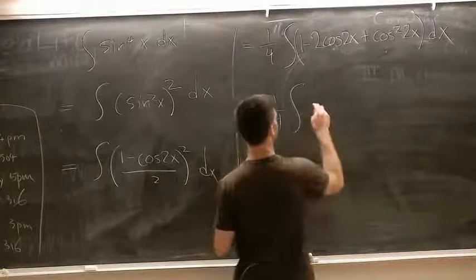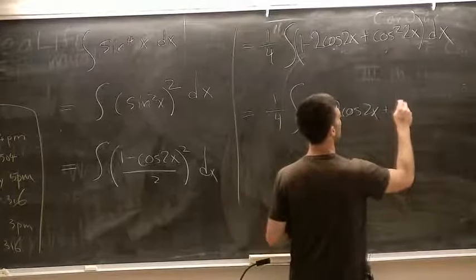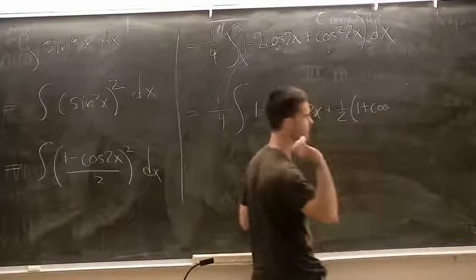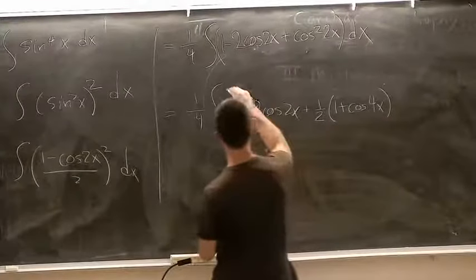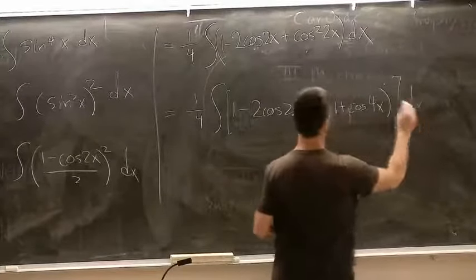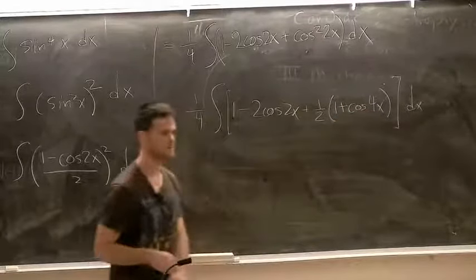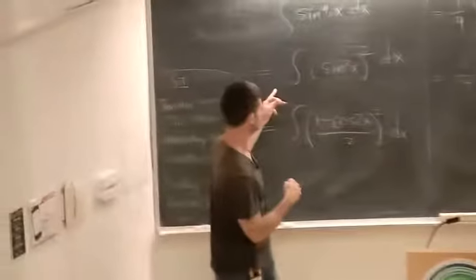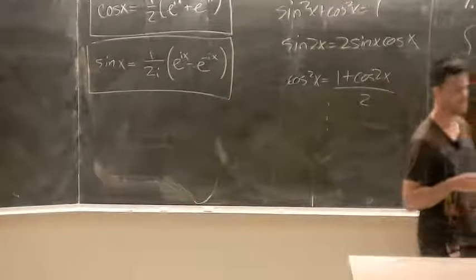So this is 1/4, the integral of 1 minus 2 cos 2x, and then this will be 1/2 times 1 plus cos of 4x. Cool. Right, because we apply the double angle, it's already a 2x, so now it becomes a 4x. Yeah? What's the identity farther back there that shows that sine squared x is 1 minus cosine 2x over 2? Yeah, that's the same one that I did right here.